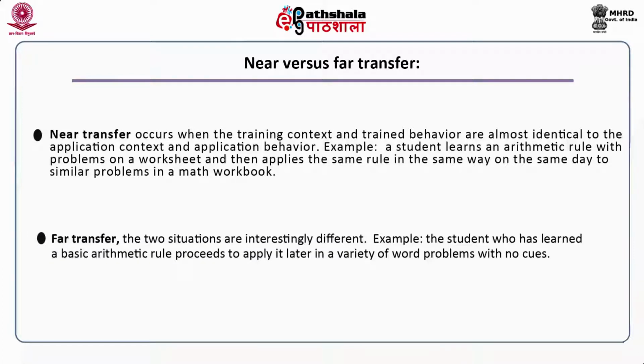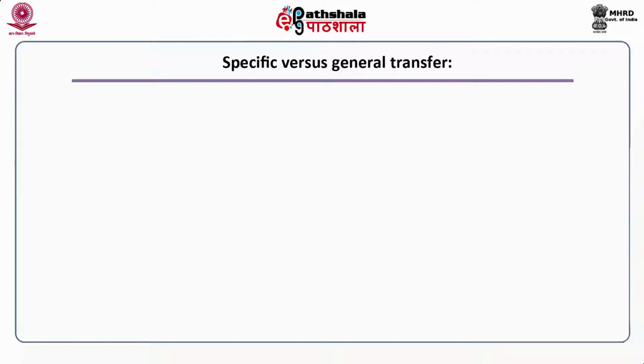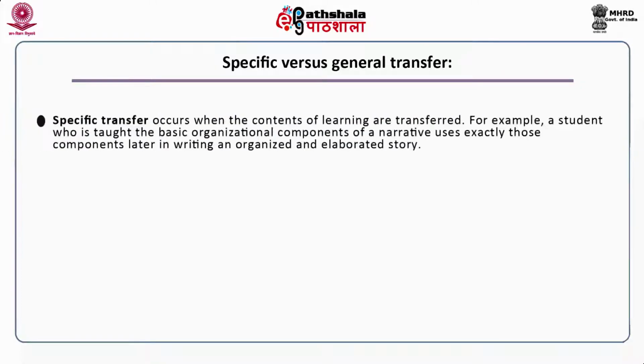Far transfer. The two situations are interestingly different. For example, the student who has learned a basic arithmetic rule proceeds to apply it later in a variety of word problems with no cues. Specific versus general transfer. Specific transfer occurs when the contents of the learning are transferred. For example, a student who is taught the basic organizational components of narrative uses exactly those components later in writing an organized and elaborated story.